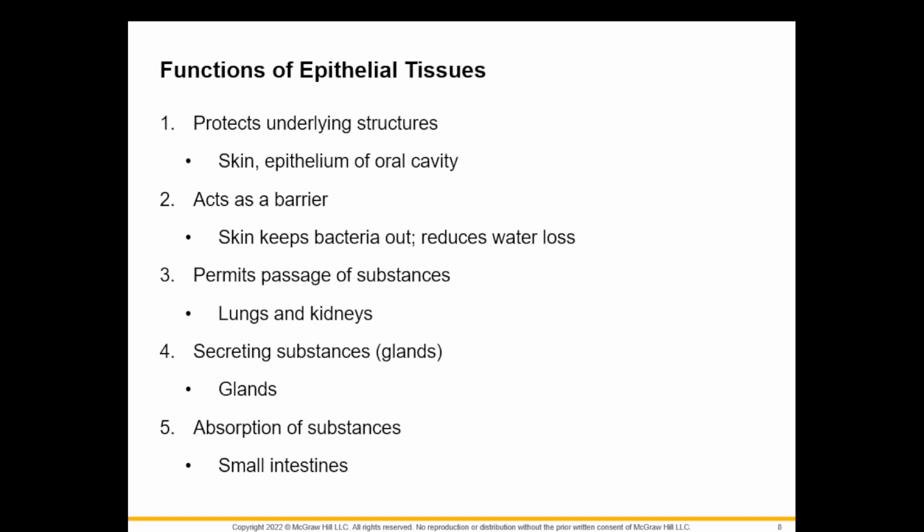Third, another important function of your epithelial tissues is that they permit the passage of substances. And later on, we will find out which specific type of epithelial tissue can do this. Number four, as we mentioned, they are the building block of our glands. And number five, they are also important for absorption. So later, we'll find out which type of epithelium are responsible for each of this function.